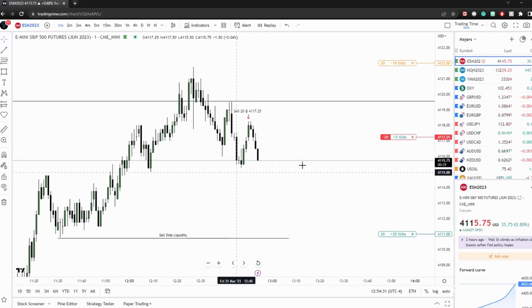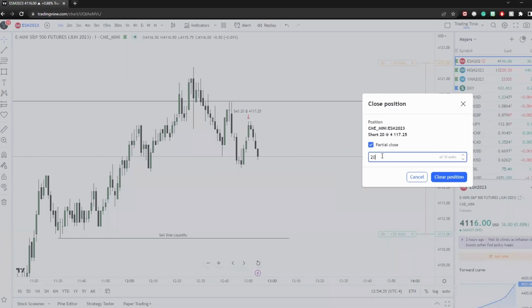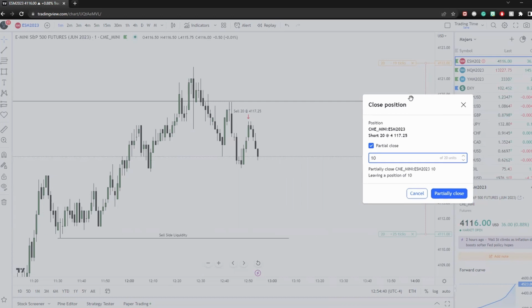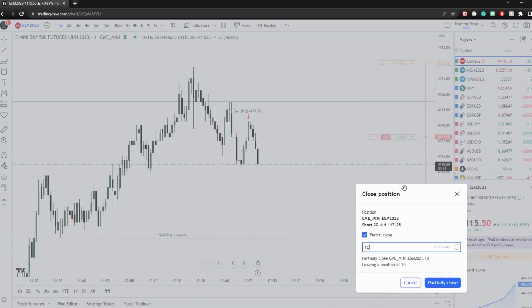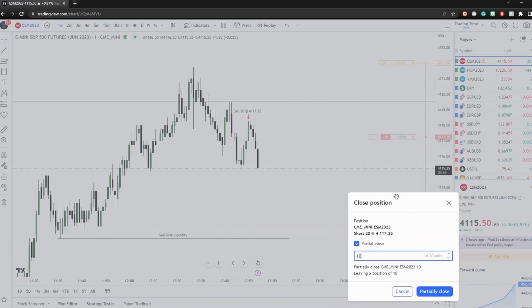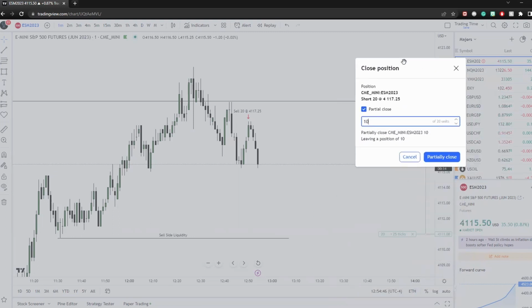Watching it move lower. We're going to partial underneath that. So around what, 41.14. Like that. Below that. I want to see another tick below that.